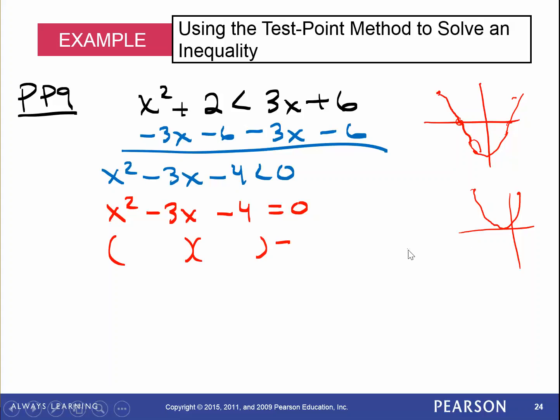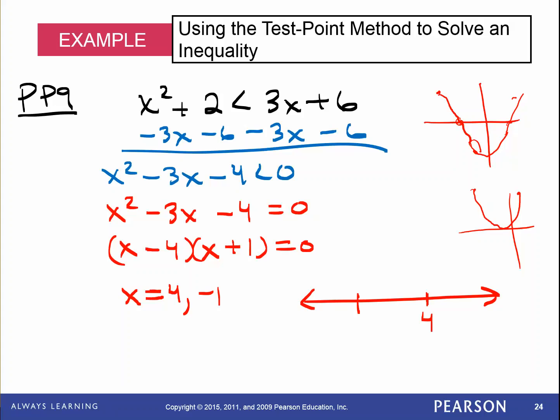Factored form. x minus 4, x plus 1, is that good enough? And set each of them equal to 0 and solve. How about x equals 4 and x equals negative 1? So what do I know so far? Well, I know that if I have a graph, I'll put these little dots right here. Dot there and dot there. And the dots are where it's going to hit 0.